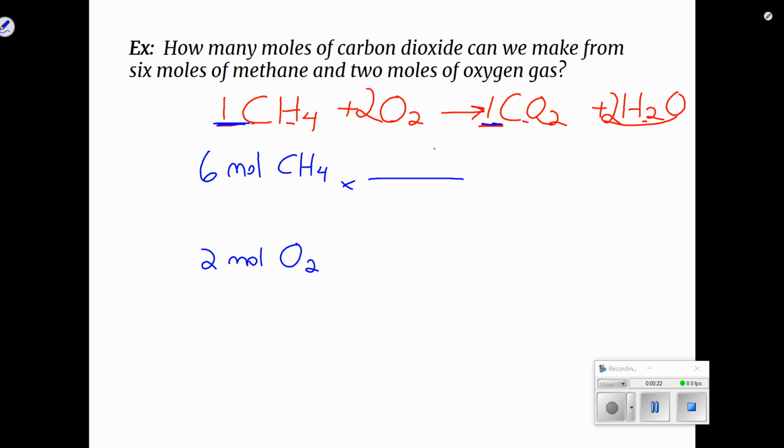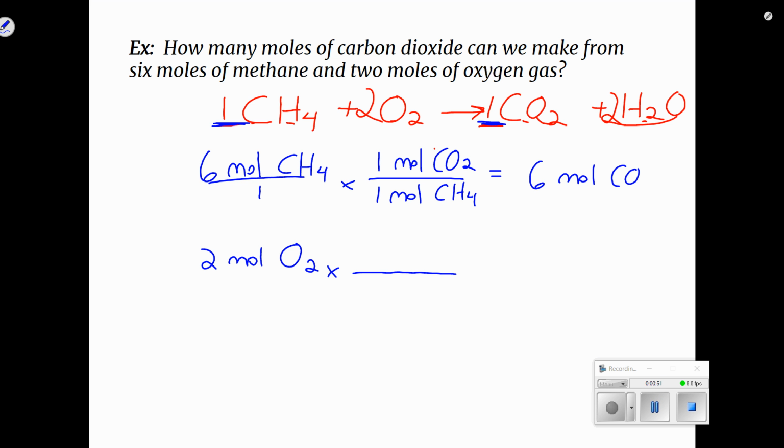If I look at my stoichiometric highway, I'm already in the middle of my highway where I'm going from moles of the given to moles of what I want to find. So I want to find the CO2, and I've got my balanced chemical equation already written. So I've got 1 mole CO2 to every 1 mole of methane. So with this first reactant, I can make a lot of CO2. I can make 6 moles of it.